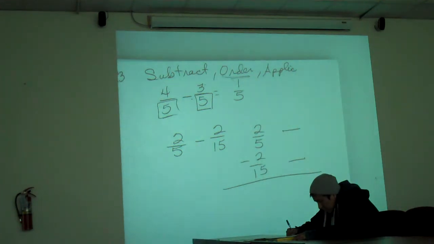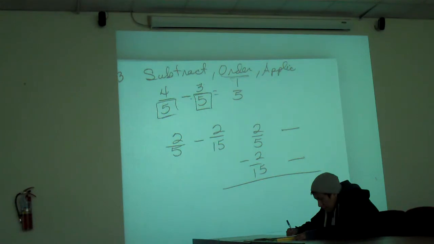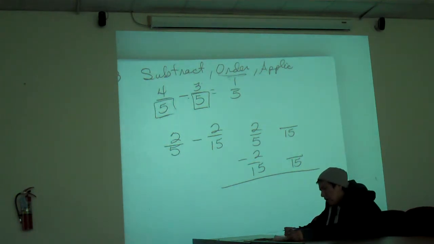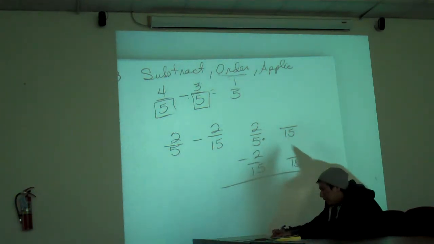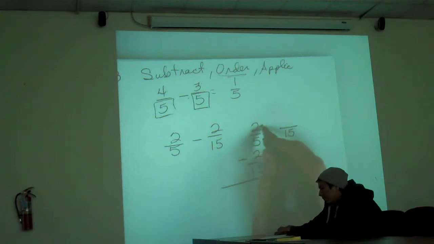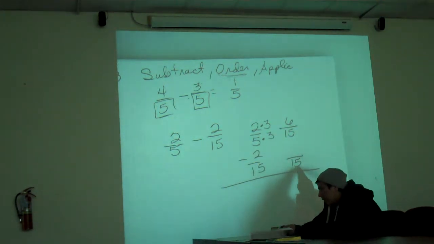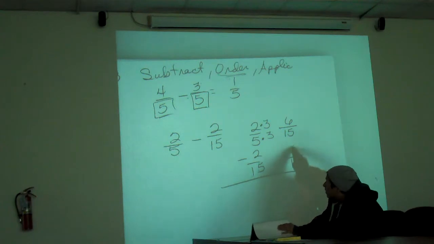So like that. What's the common denominator of 5 and 15? 15. So write that as your denominator. Okay, 5 times what is 15? Times 3. Write that next to both of these. 2 times 3? 6. This was times 1. It stayed the same, so the top stays the same.